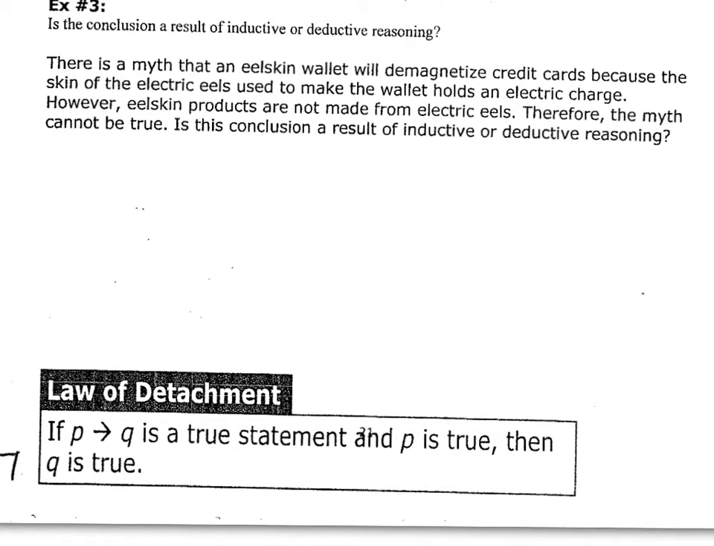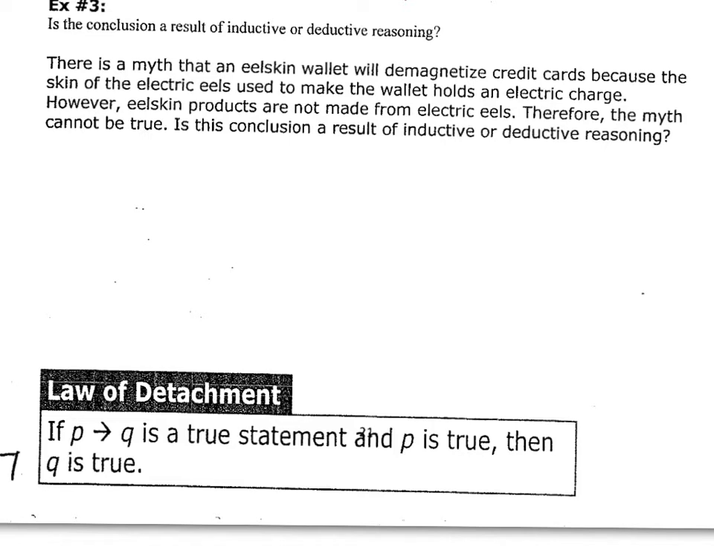Okay, and number 3. It says, there is a myth that an eel skin wallet will demagnetize credit cards because the skin of the electric eels used to make the wallet holds an electric charge. However, eel skin products are not made from electric eels, therefore the myth cannot be true. Is this conclusion a result of inductive or deductive reasoning?